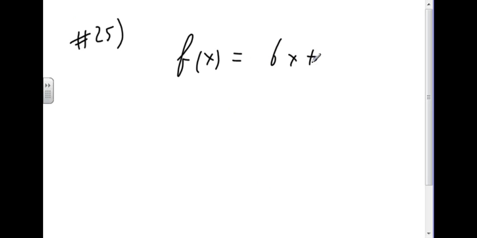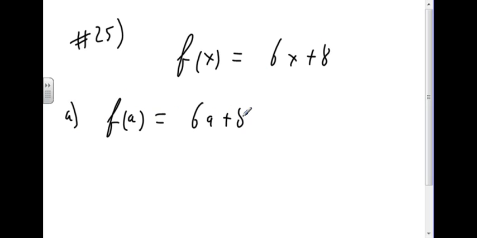All right, we'll move down to 25, just to say we did. Number 25. F of x, 6x plus 8. Do I got the right problem written down this time? Okay, so I want f of a. F of a. Okay, there we go. 6a plus 8.